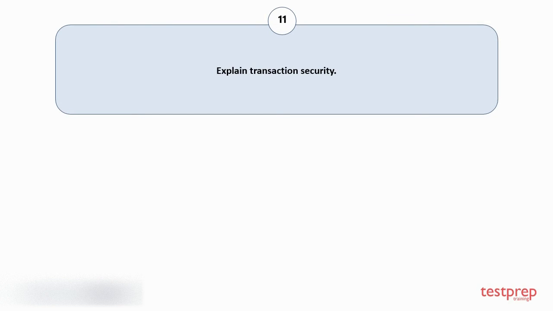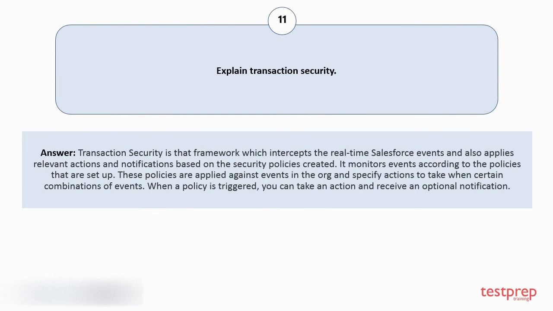Question number 11. Explain transaction security. Your answer is: transaction security is that framework which intercepts the real-time Salesforce events, and also applies relevant actions and notifications based on the security policies created. It monitors events according to the policies that are set up. These policies are applied against events in the org, and specify actions to take when certain combinations of events occur. When a policy is triggered, you can take an action and receive an optional notification.